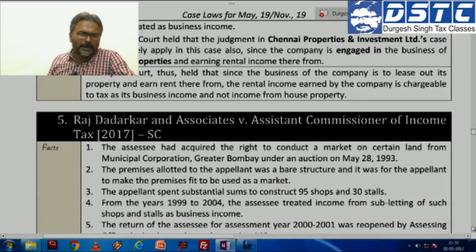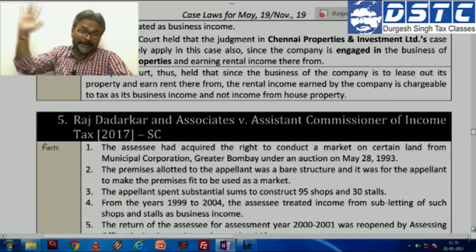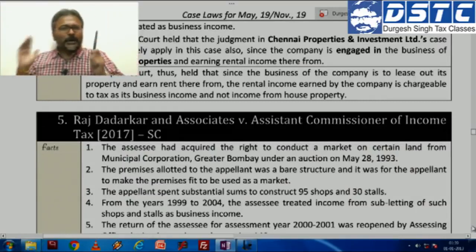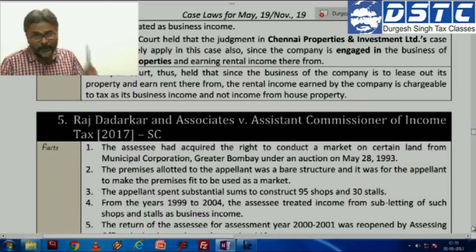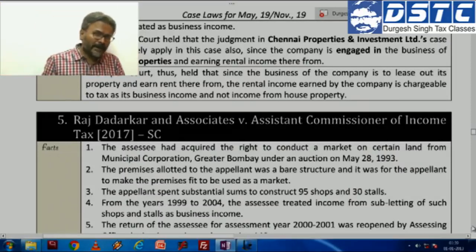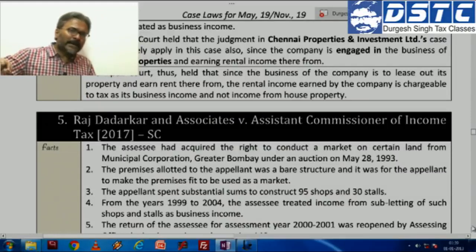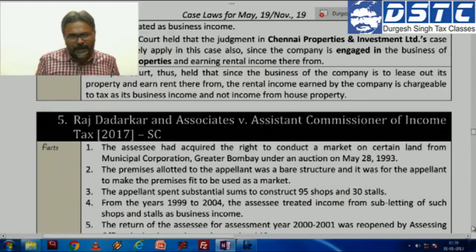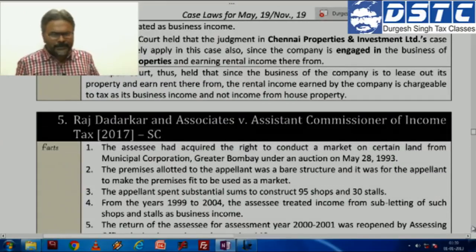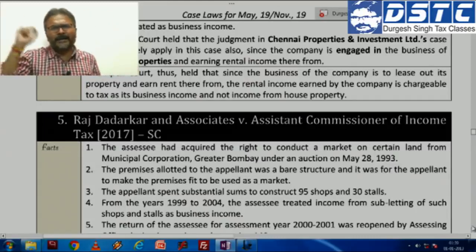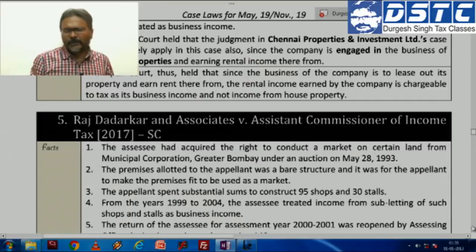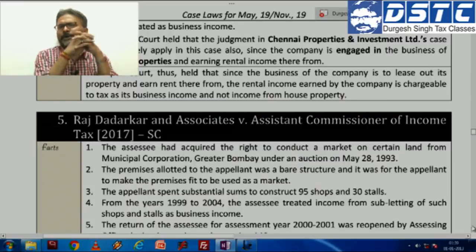First of all, the challenge was, here the assessee has obtained the property on lease. They have obtained the house property on a lease. It was a long lease, by the way, and that house property they have given on rent. Now accordingly the challenge was whether the rental income will be charged under the head house property or under the head IFOS.